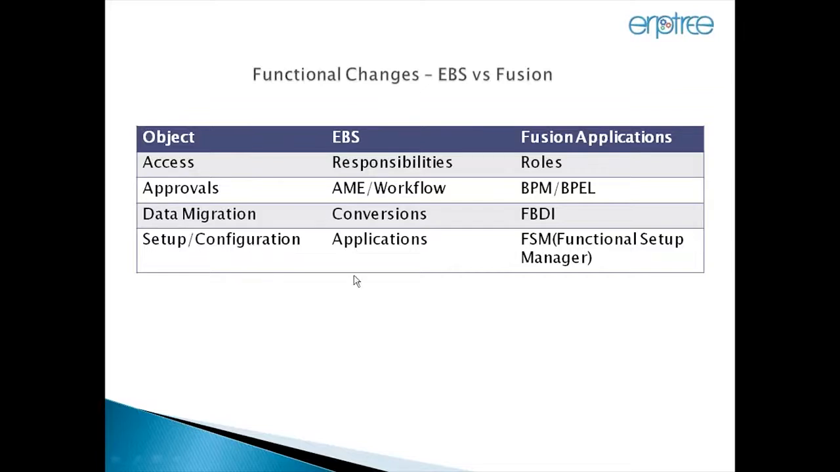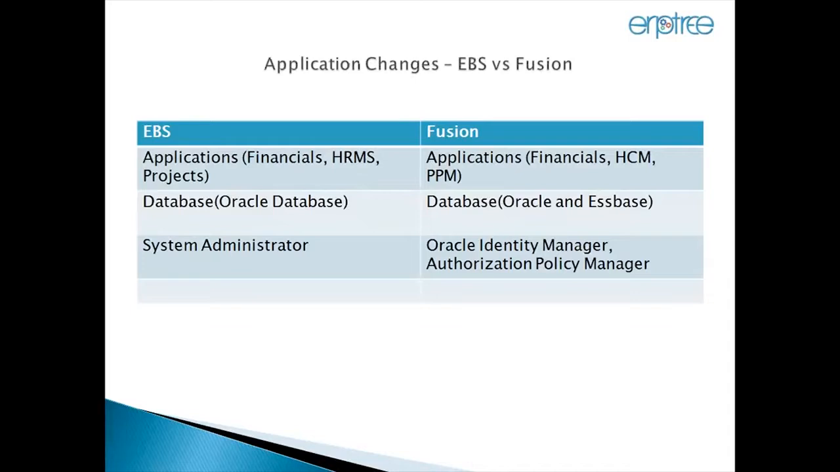Setups and configuration: in the case of EBS, each application setup should be done from the respective responsibility. If you want to do AP setups, you have to be in the AP responsibility. AR setups you have to do from the AR responsibility. That means all the time you will keep switching, because each application's configuration has to be done from a particular responsibility. But in Fusion, we have FSM, the Functional Setup Manager. This is the one place from where you can do any application-related configuration, and the setups you do, you will be able to track. We'll discuss it in more detail when we talk about FSM.